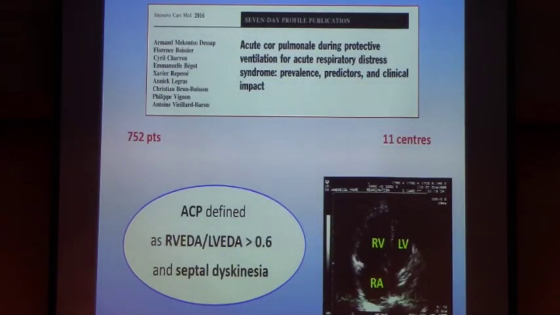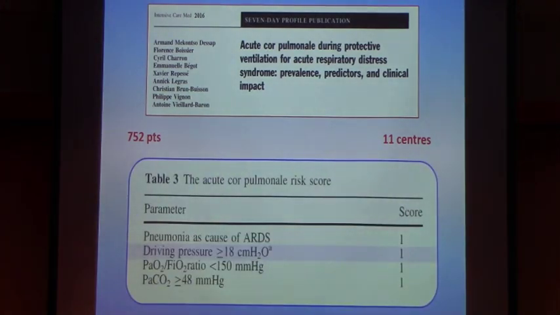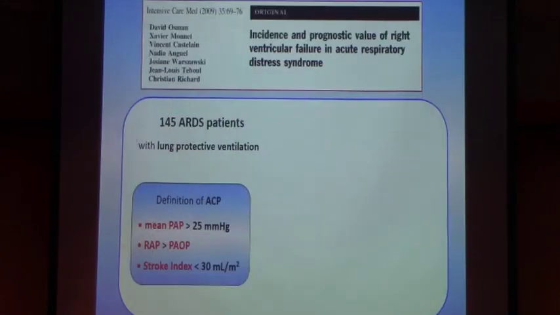Now, if you use protective ventilation, and if we use echocardiography to define acute cor pulmonale, defined, as you see, as an RV-EDA over LV-EDA ratio above 0.6 plus septal dyskinesia, in this multicenter study including more than 700 patients, the prevalence of acute cor pulmonale is 22%. Even using lung protective ventilation. And the driving pressure is one of the factors associated with the occurrence of acute cor pulmonale.